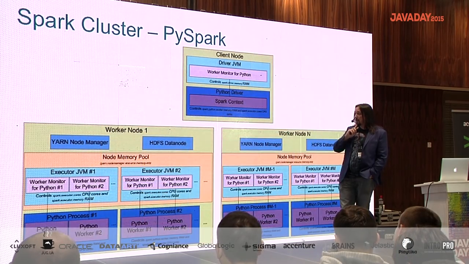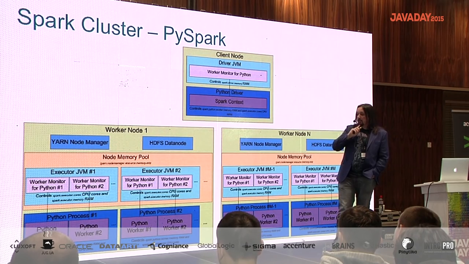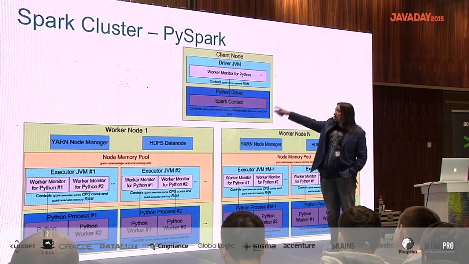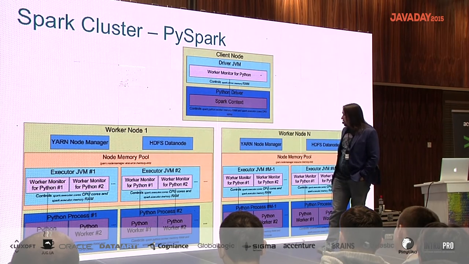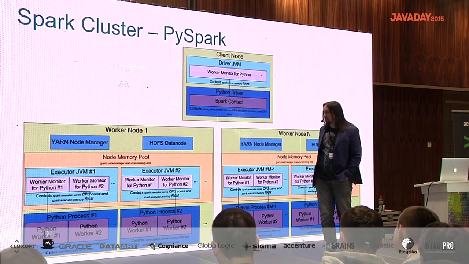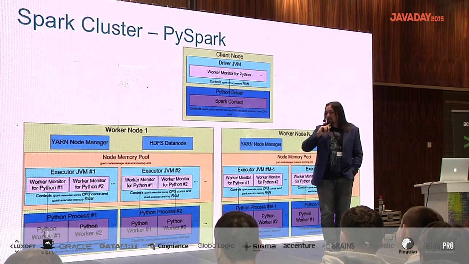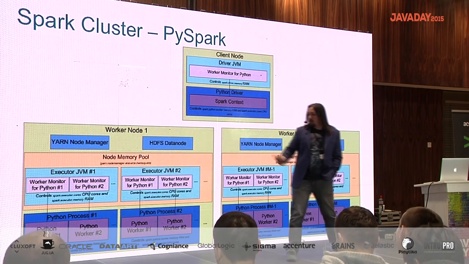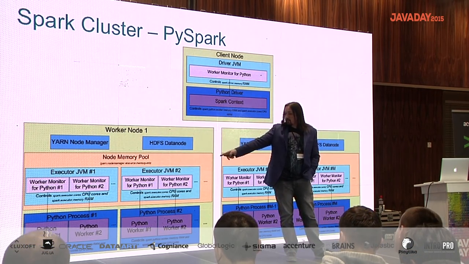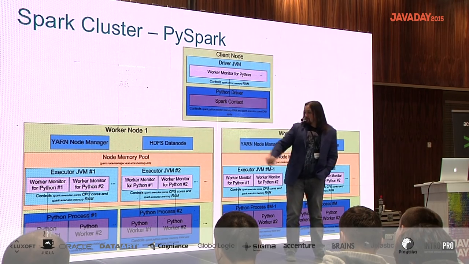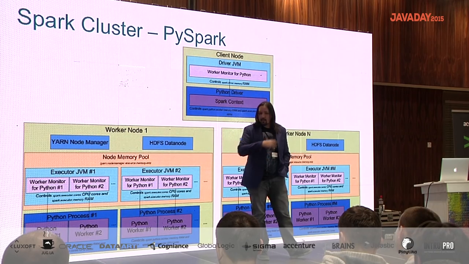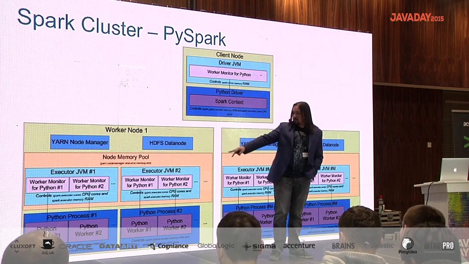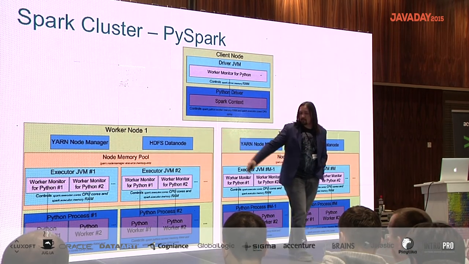And if we add Python to the picture, it will look like this. So Python will run together on the driver JVM, and Python will work separately for each of the executor JVMs. With the current implementation, it's even better. Python will work separately for each of the tasks. So here I write one Python for one executor, but it really turned out that with the current implementation, it has one Python process for each of the tasks.